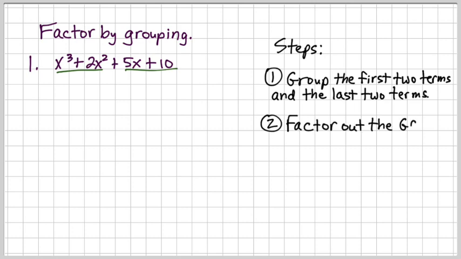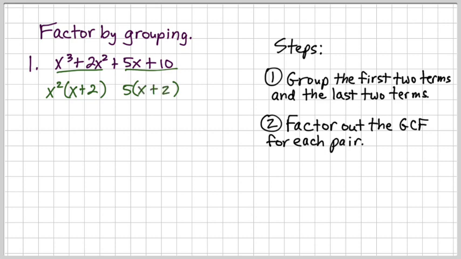And then next we're going to factor out the GCF for each pair. So in the first pair we have x cubed plus 2x squared. The GCF is x squared, and x squared times something is x cubed, that would be x. And x squared times something is 2x squared, and that would just be 2. We'll do the same thing now with the second two terms, 5x plus 10. You can see that 5 would be your greatest common factor, and then there's two terms again, so it'll be 5 times x is 5x, and 5 times 2 is the 10.